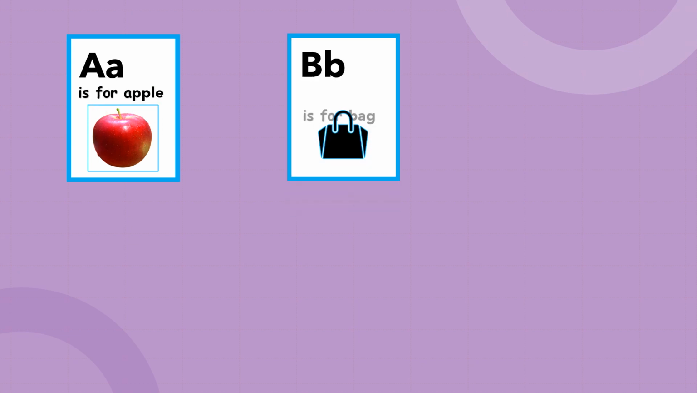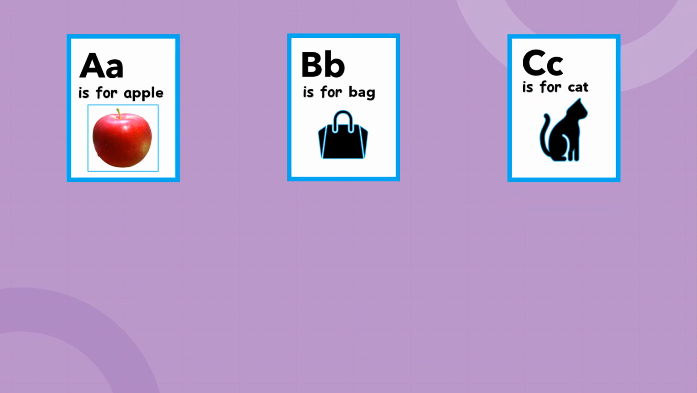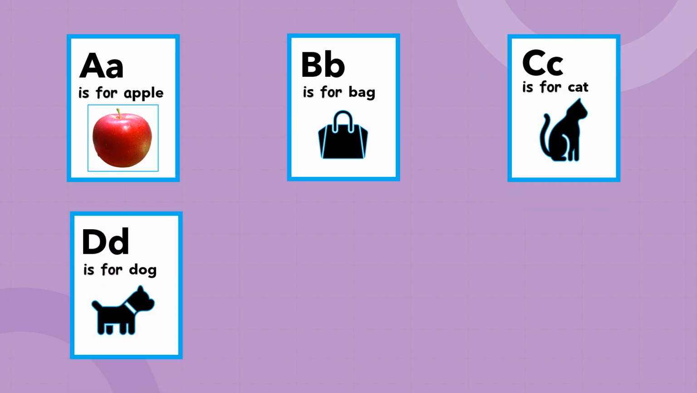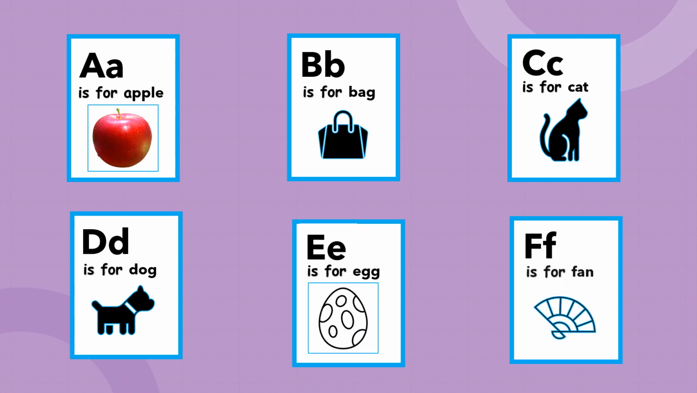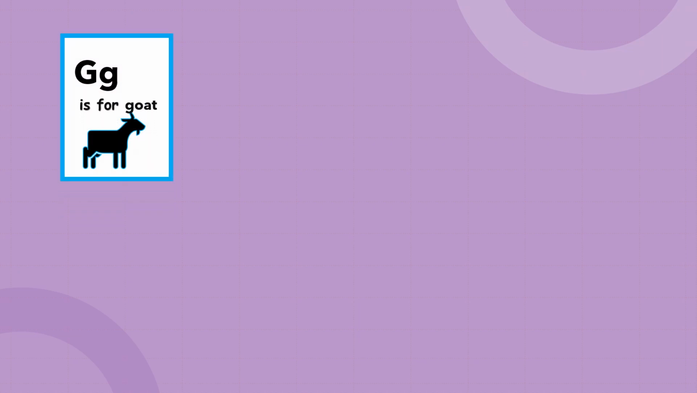A. A is for apple. B. B is for bag. C. C is for cat. D. D is for dog. E. E is for egg. F. F is for fan. G. G is for goat.